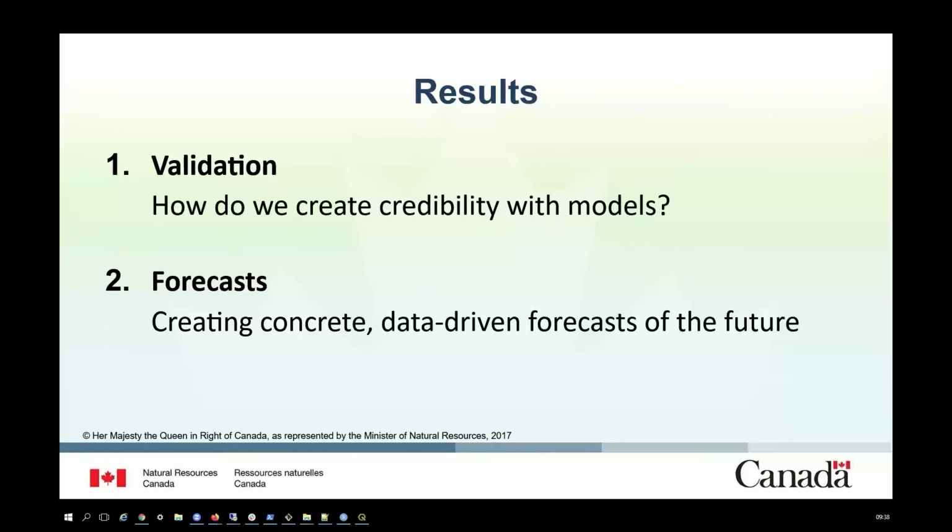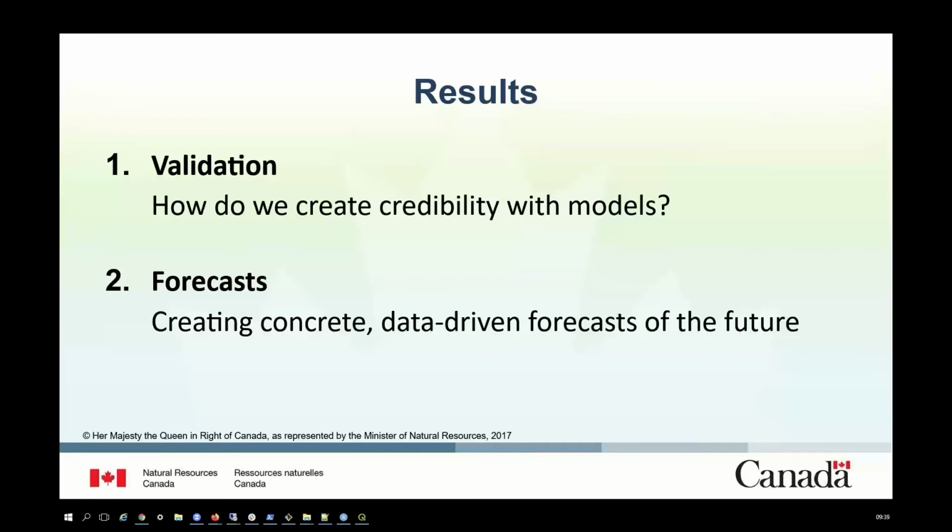Okay, so that's my cue now. I will move to results. There's going to be two parts. The first is validation. How do we create the credibility that makes models useful? And the second part is the forecasts, where we actually make very specific, concrete, data-driven forecasts of the future.